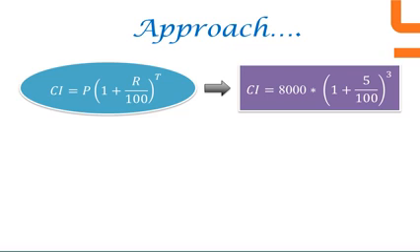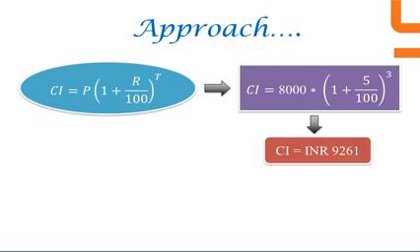So you get the compound interest as 9,261 Indian rupees. Now, what was the question? How much more would Abir get if she charges at compound interest rather than at simple interest? Here, the point to be noted is amount obtained after 3 years on charging compound interest is equal to the compound interest at the end of 3 years.